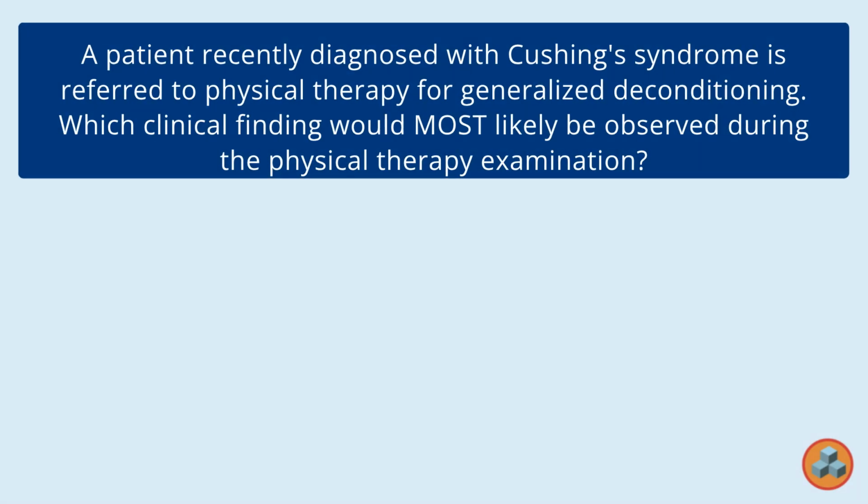A patient recently diagnosed with Cushing syndrome is referred to physical therapy for generalized deconditioning. Which clinical finding would most likely be observed during the physical therapy examination?